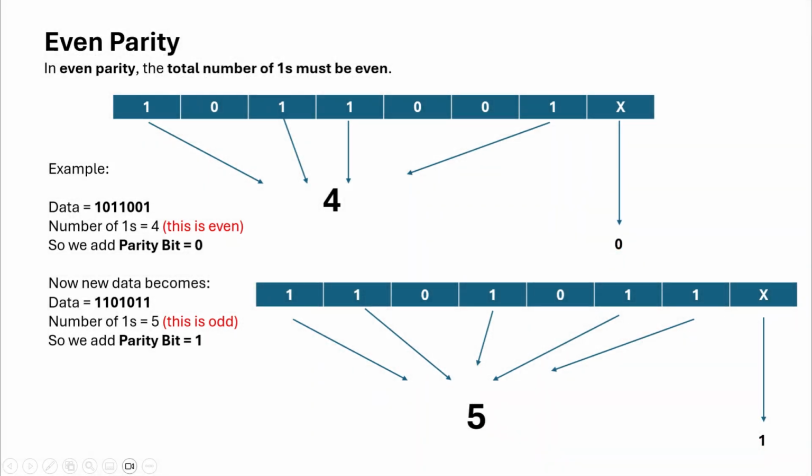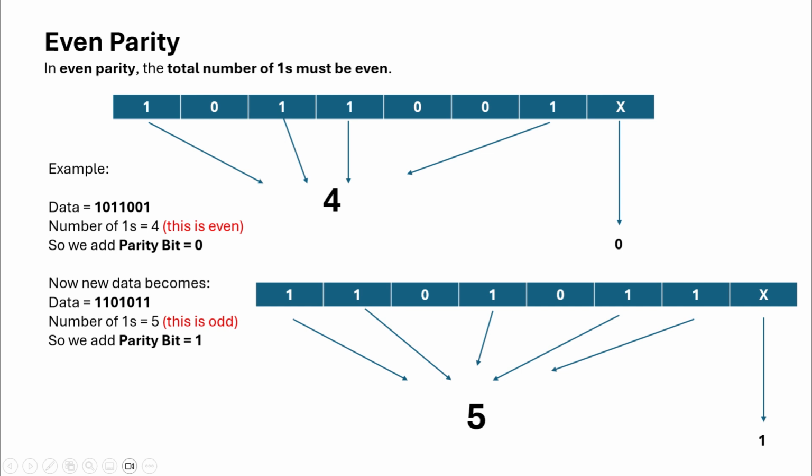Now let us learn even parity. The rule for even parity is the opposite of odd parity. Say it with me. Total number of ones must be even. Good. Let us use the same example as before. Our data is again 1011001. We already counted the ones. There are 4 ones. 4 is even.